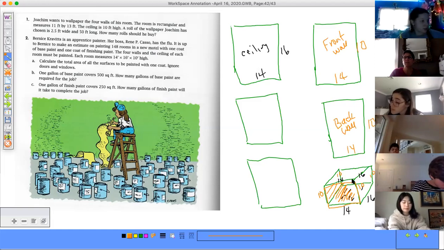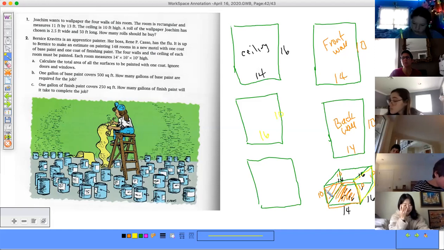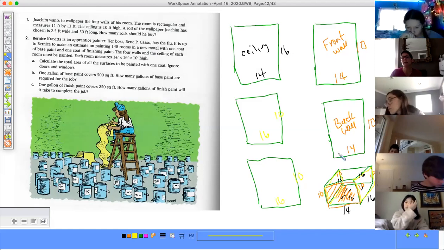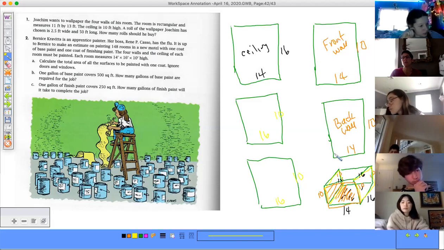And then the 2 side walls. If I were to use a different color, a yellow right here, can I have the dimensions of this? 16 by 10. That's 16 by 10, thank you. So this is 16 by 10, which means the other side wall is also going to be 16 by 10, right? So would you all agree one of the hardest parts of this problem is finding out what the dimensions of all the walls are that you need? Can I get a thumbs up from you guys?